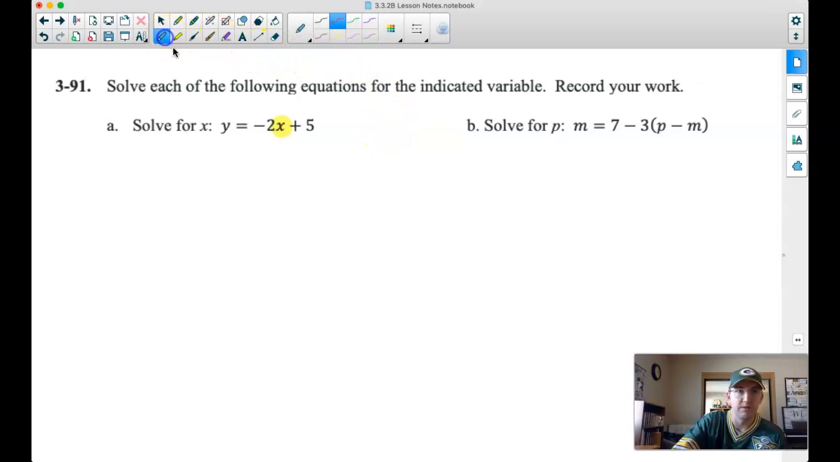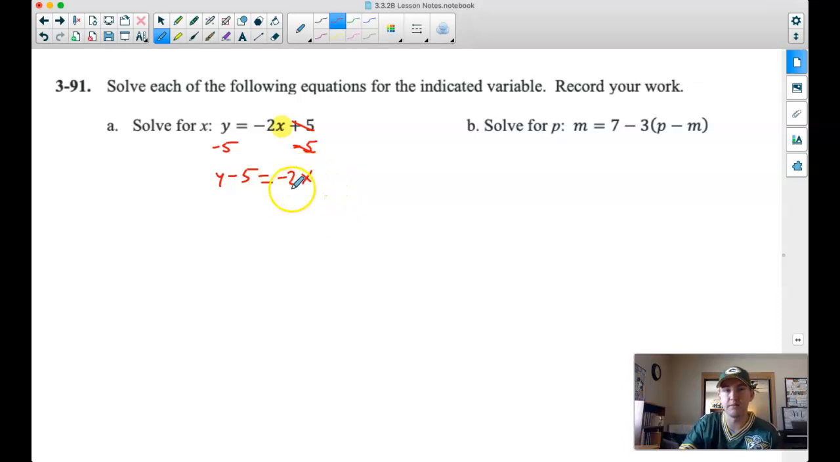So first thing I think we should do, we've got y equals minus 2x plus 5. Let's get this plus 5 over to the left-hand side of our equation here. So let's subtract 5 from both sides. So our 5's cancel on the right. So we are left with y minus 5 is equal to minus 2x. So again, that's negative 2 times x here.